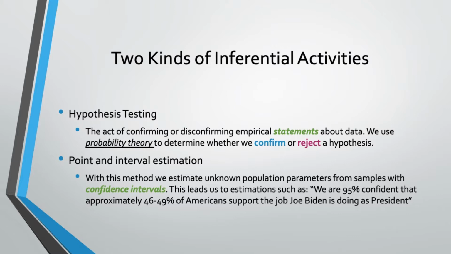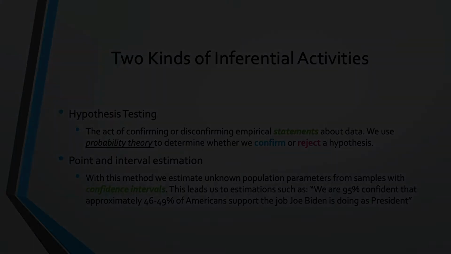Sometimes you don't have a hypothesis for what the population mean should be, and in those cases you use point and interval estimation. So with this method, we estimate unknown population parameters from samples with confidence intervals. And this leads us to estimations such as we're 95% confident that somewhere between 46 and 49% of Americans support the job Joe Biden is doing as president. So this is a very common method used for public opinion polling when the true population parameter is unknown.